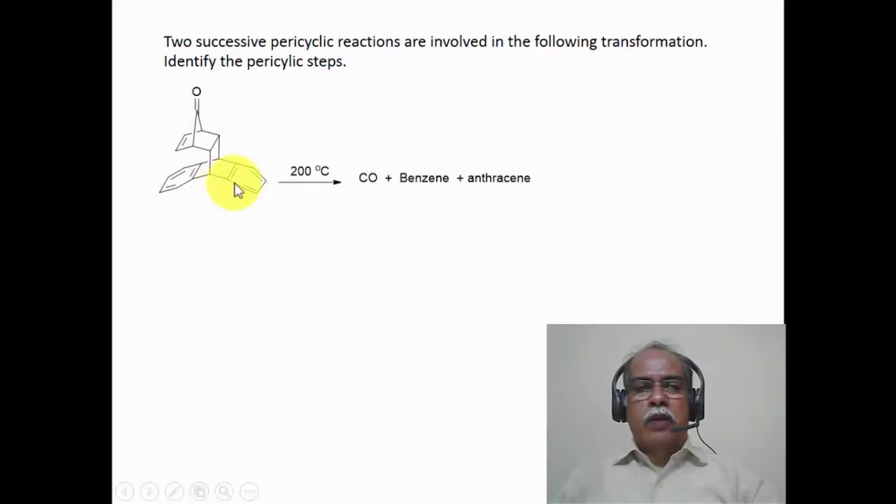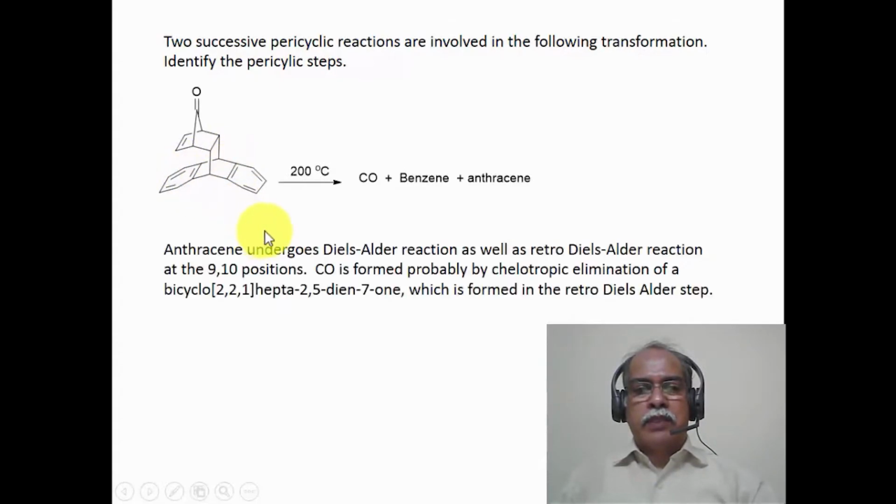Now this particular molecule is essentially a Diels-Alder addition product of this bridged-head dienone, the bridged ketone, which is a dienone, undergoing a Diels-Alder reaction with the anthracene 9-10 position. In other words, anthracene undergoes Diels-Alder reaction as well as retro Diels-Alder reaction at the 9 and 10 position. This is the 9th position and this is the 10th position of anthracene.